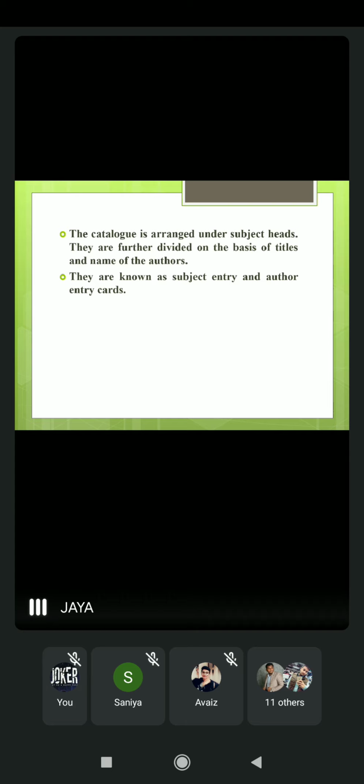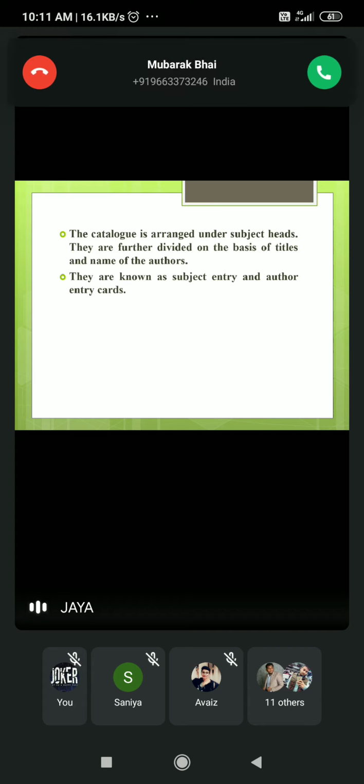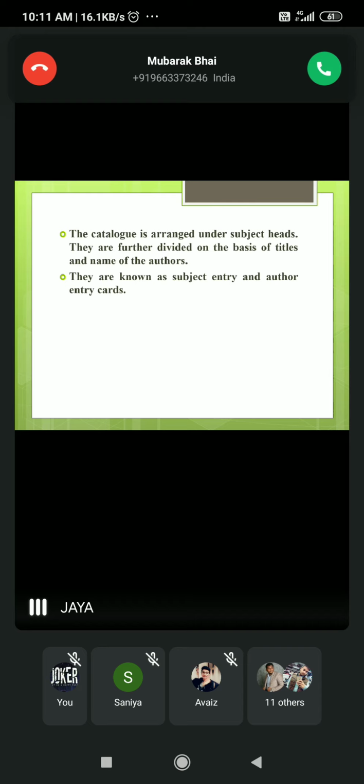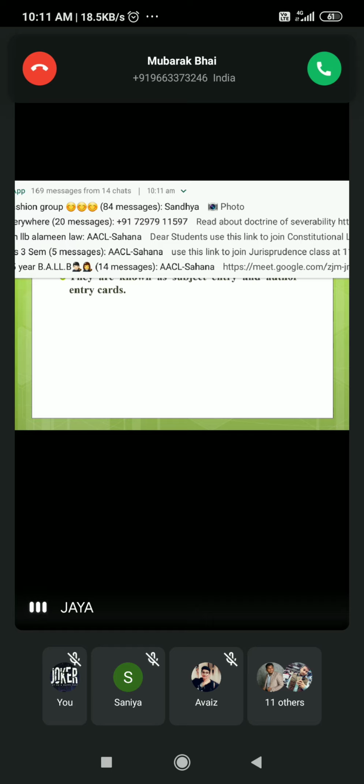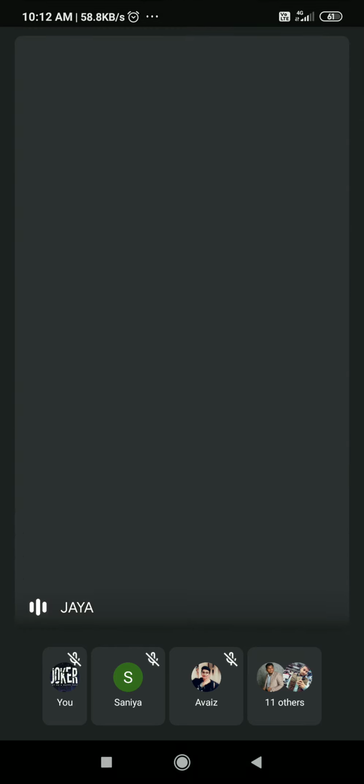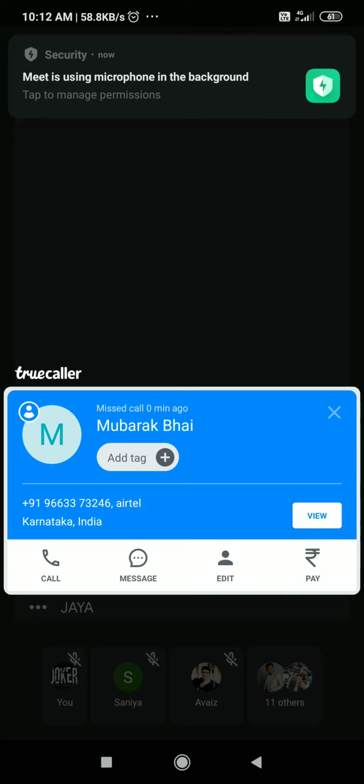According to alphabetical order, the catalogs are being arranged. They are further divided on the basis of the titles and the names of the author, also known as subject entry and author entry. Further, the catalog is also classified subject wise or author wise, according to which author you want. That is very important. For example, legal research textbook: there are many authors who have written the textbook, but which author has written best, from which textbook we can find the maximum material. That is also very important.